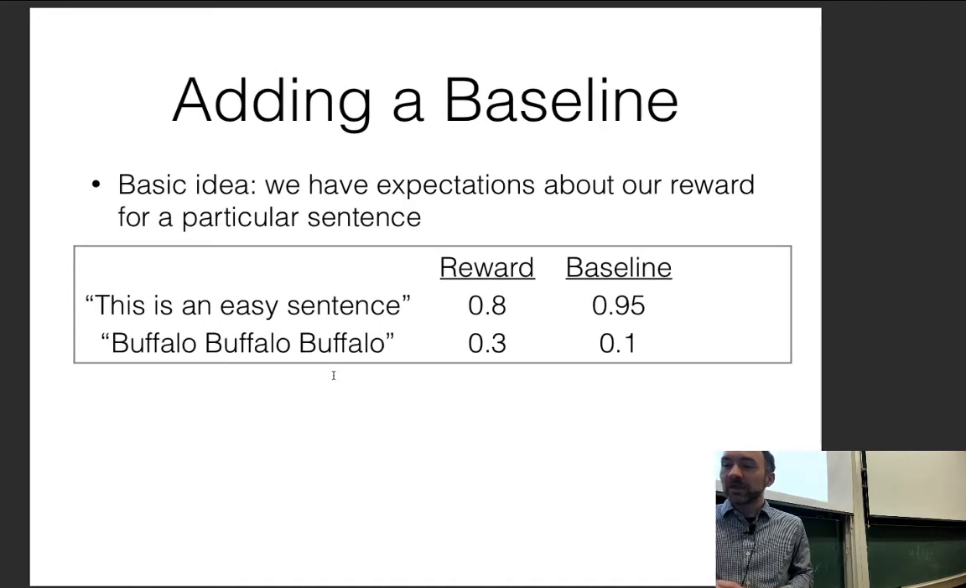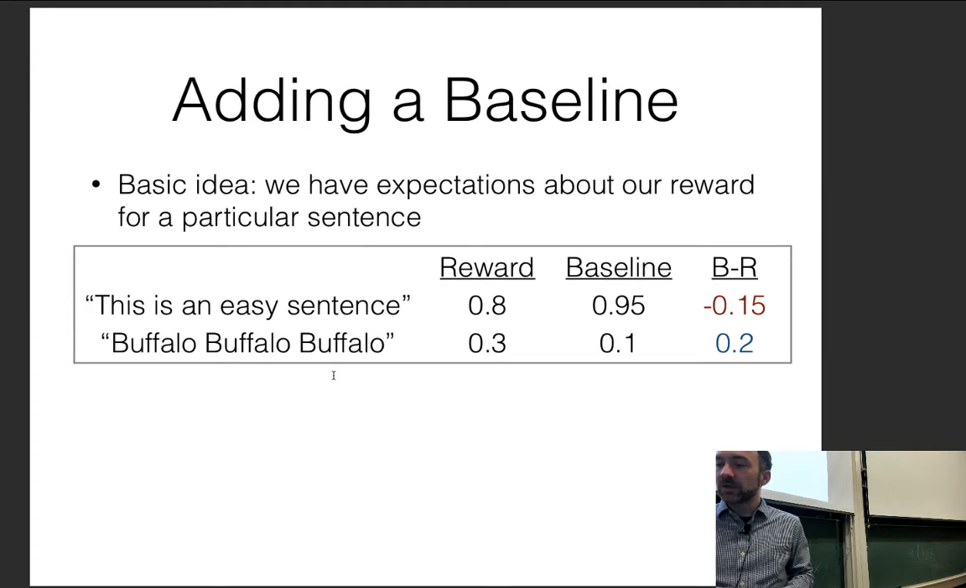But actually, "this is an easy sentence" is an easy sentence. So we should have been able to do really well. We should have been able to do 0.95. So for the buffalo sentence, we have 0.3 and 0.1.